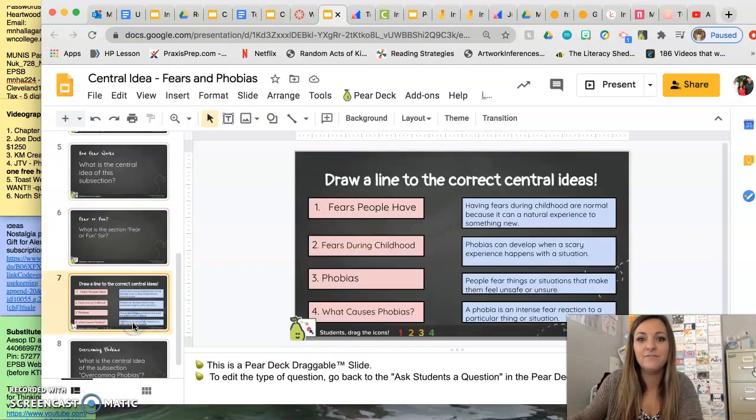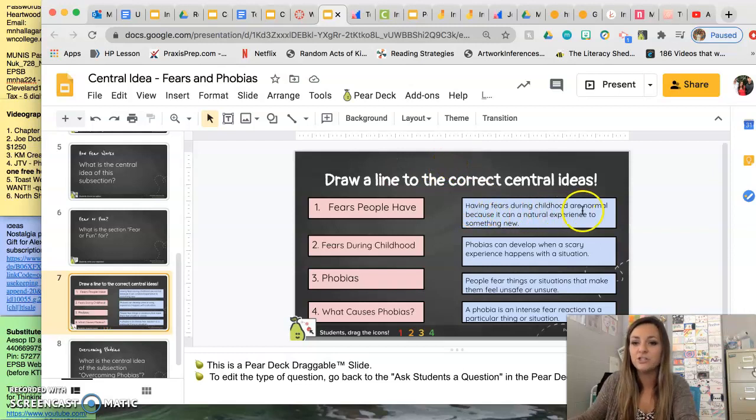We then have which central idea goes to which line. So you have to read these different central ideas and see which one of those match. It is so helpful if you have your textbook in front of you to be able to match. I'm going to do one example, but this is something you should practice on your own.